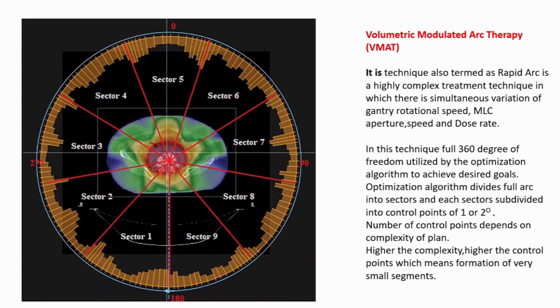Now one more advanced form of intensity modulation is volumetric modulated arc therapy. It is a technique also termed RapidArc, a highly complex treatment technique in which there is simultaneous variation of gantry rotational speed, MLC speed and dose rate. So volumetric modulated arc therapy is a kind of intensity modulated technique with more complexity.